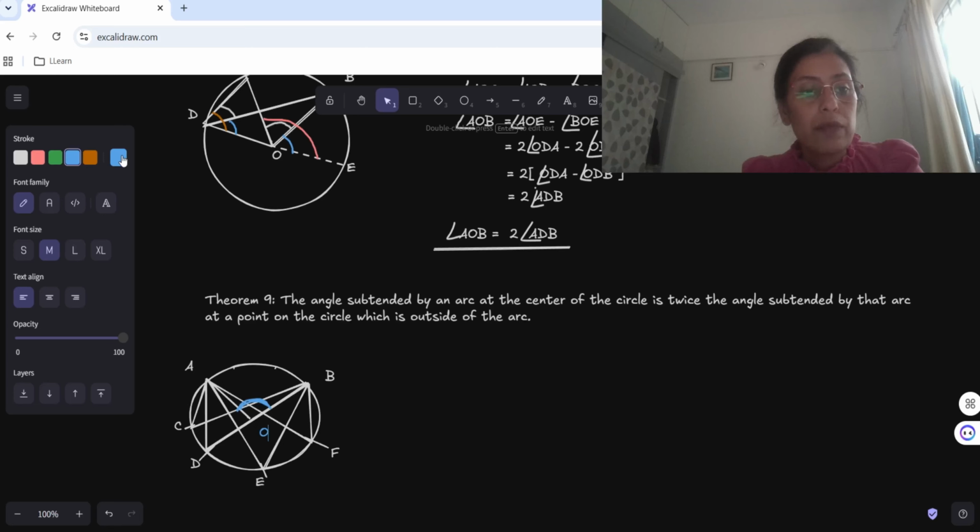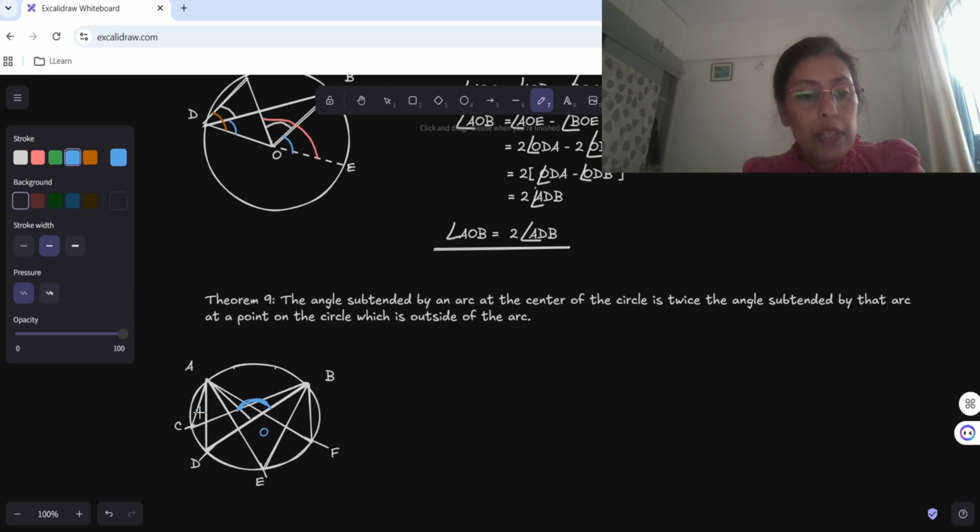So what we mean to say here is that all these angles, ACB, ADB, AEB, AFB, they are half of AOB. What can we deduce from this is, ACB will be equal to ADB, will be equal to AEB, will be equal to AFB. All these angles will be equal. Okay, so this is what we can deduce from it.